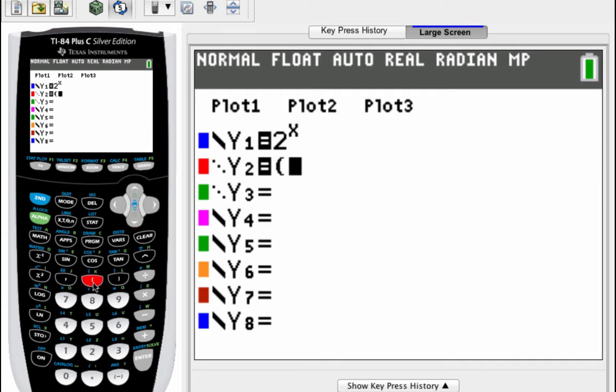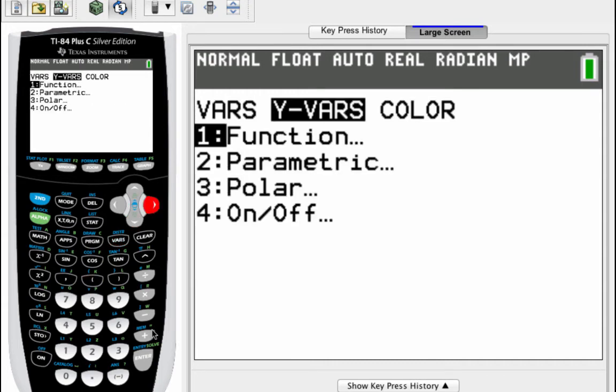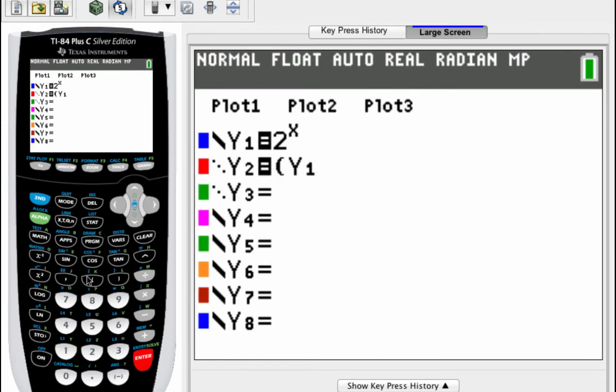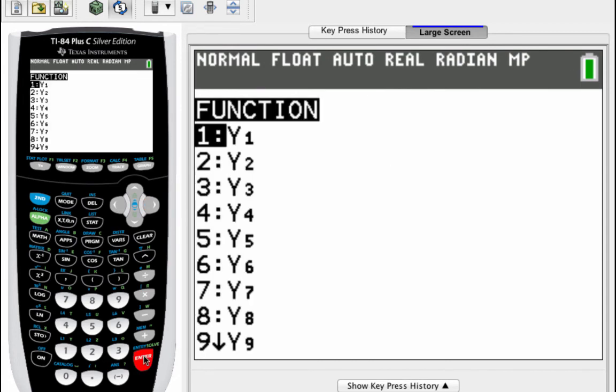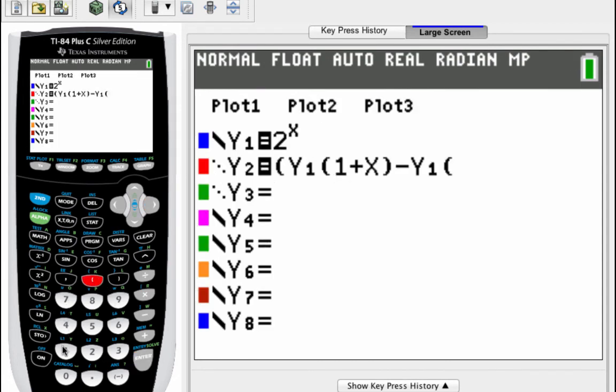So the way this is going to look is I'm going to use y1 of 1 plus, I'd like to say h, but I can't. So I'm going to say 1 plus x minus vars, y vars, y1 of 1 divided by, well, it would be divided by h, but I don't have h. So I'm going to use x. And so I've created another function called y2. And so we're just pretending that x is h right now.